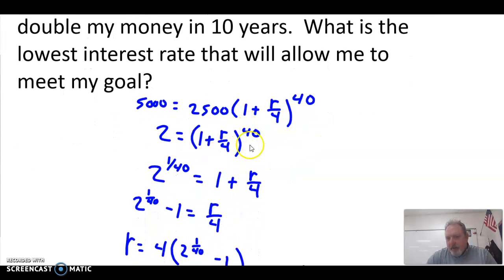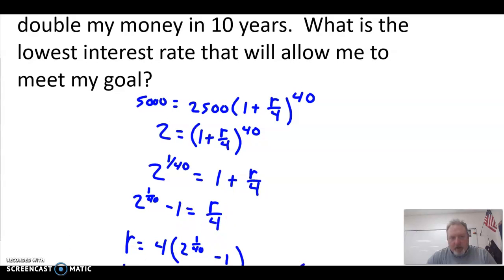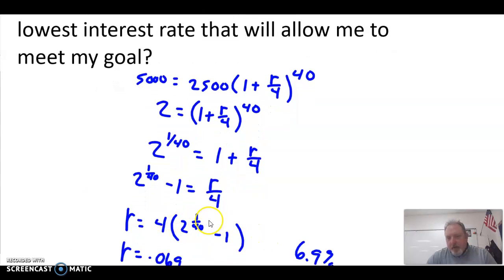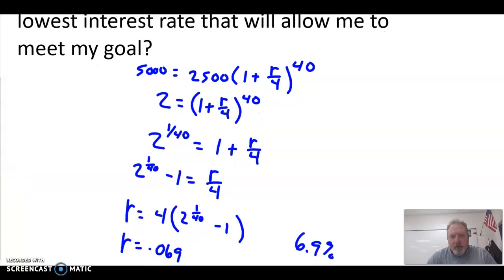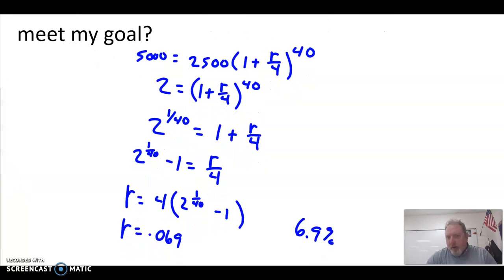Need to get rid of this exponent. So to do that, I'm going to take both sides to the 1/40th power. That'll give me 1 plus r over 4 here. 2 to the 1/40th, we'll mess with that later. That's going to be a real tiny number. We're going to subtract 1 from that, and then ultimately, we are going to divide by 4. So 2 to the 1/40th power minus 1, multiply that by 4, and we will get 0.069 or 6.9%.